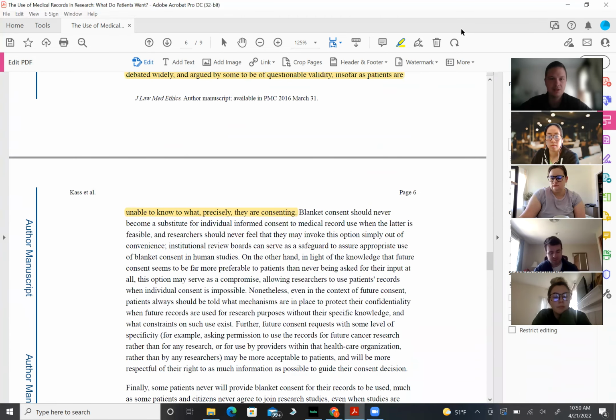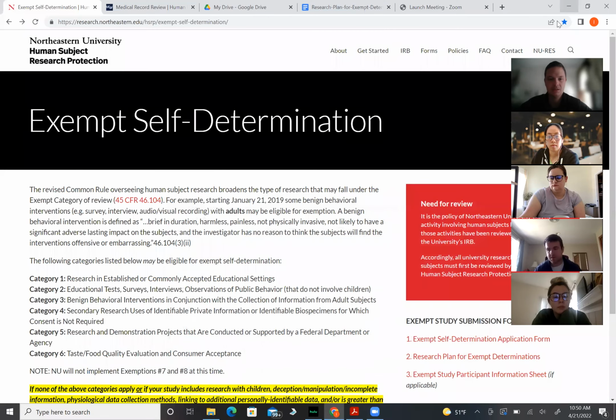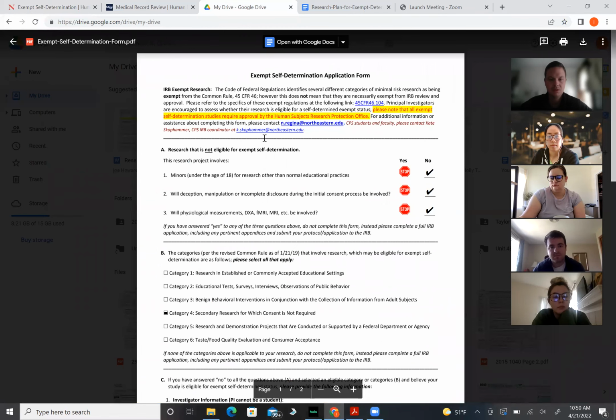So that was a really good article that really paralleled well with our study. So I'll move on to the forms that are required to be filled out. Does anyone have anything to add? No, you did a really thorough job. Thank you for looking into that.